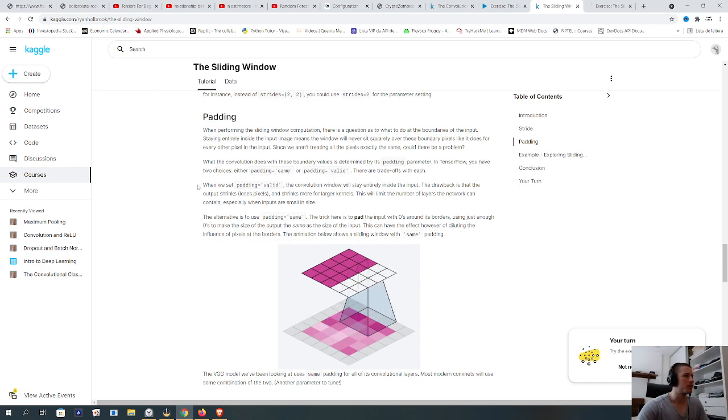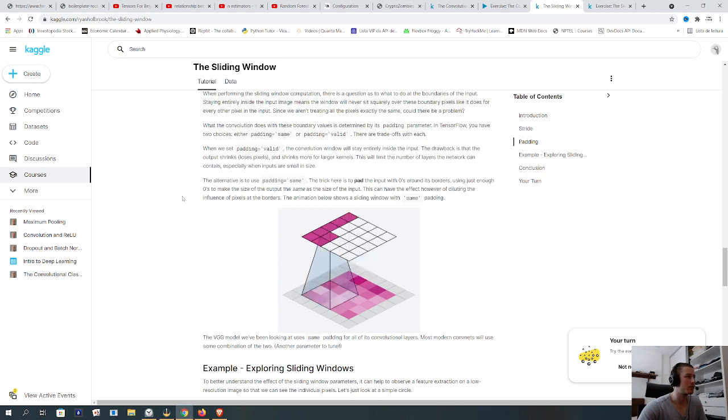Padding. When performing the sliding window computation, there is a question as to what to do at the boundaries of the input. Staying entirely inside the input image means the window will never sit squarely over these boundary pixels like it does for every other pixel in the input. Since we aren't treating all the pixels exactly the same, could there be a problem? But the convolution does decide what to do with these boundary values, determined by a padding parameter.